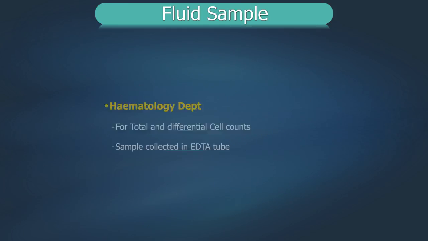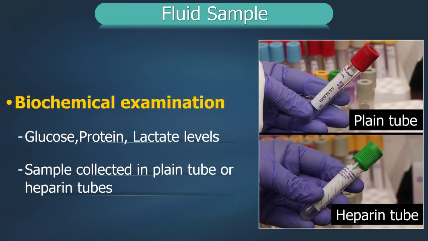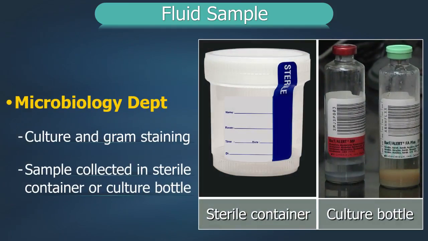When the fluid sample is received in the laboratory, it needs to be sent to different departments for testing. The hematology department for total and differential cell count. The sample here is collected in an EDTA tube. Biochemistry examination for glucose, protein, lactate levels, etc. Sample is collected in a plain tube or heparin tubes.